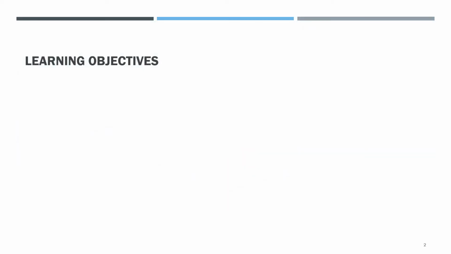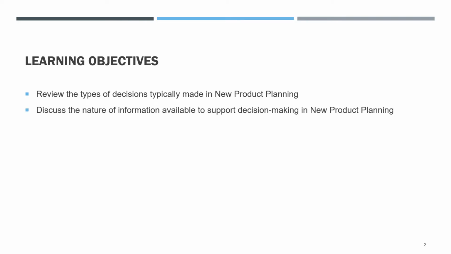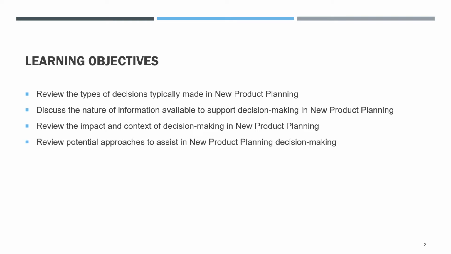For this module, I will be covering the following objectives. Review the types of decisions typically made in new product planning. Discuss the nature of information available to support decision-making in new product planning. Review the impact and context of decision-making in new product planning. And we'll review potential approaches to assist in new product planning decision-making.